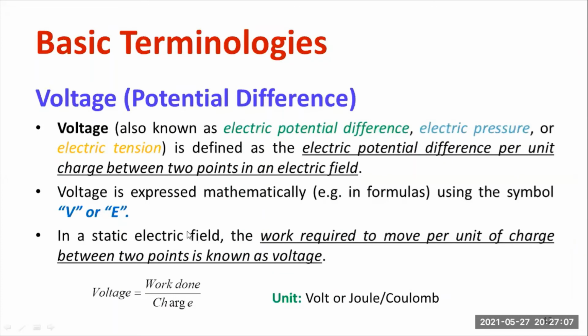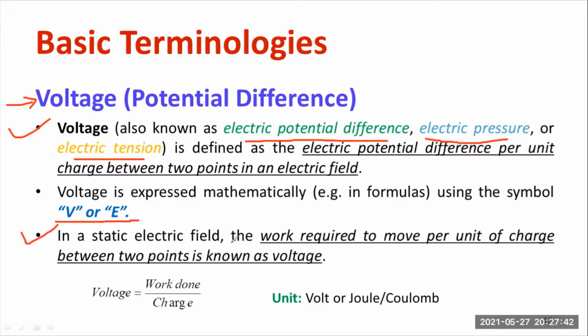Okay. Now, one of the unavoidable points in electrical engineering is called voltage or potential difference. What do you mean by potential difference or voltage? Voltage is also known as electric potential difference, or you can call it electric pressure, or electric tension. It can be defined as the electric potential difference per unit charge between 2 points of an electric field. That means the work done to bring the charge from one point to another point. It can be represented by either V or capital E.